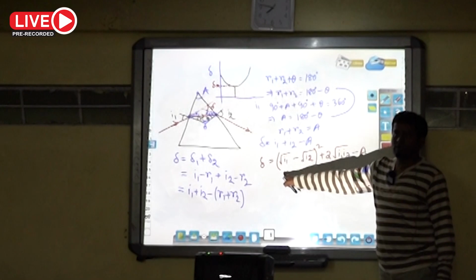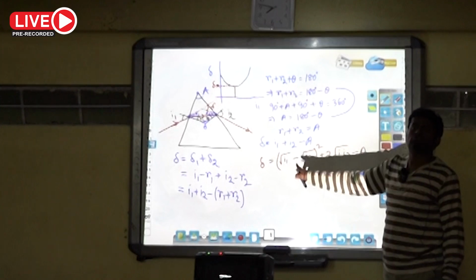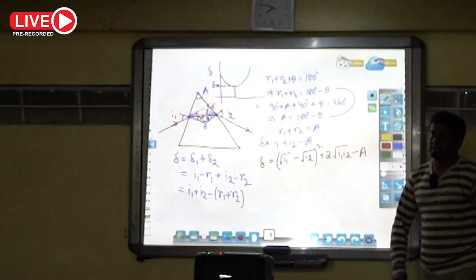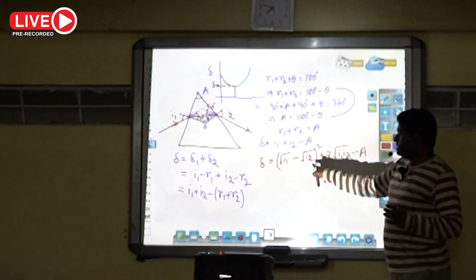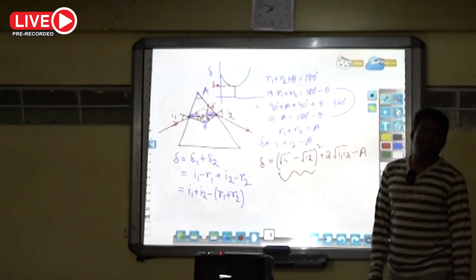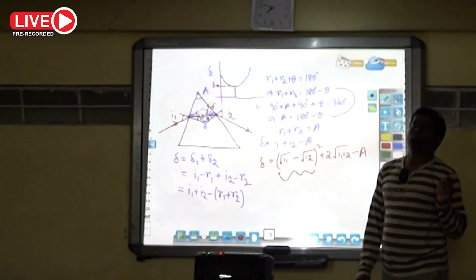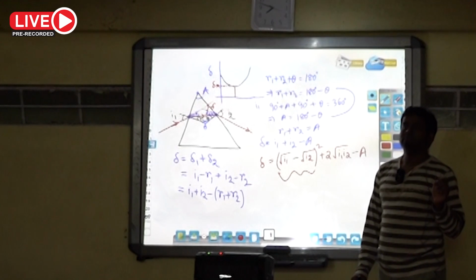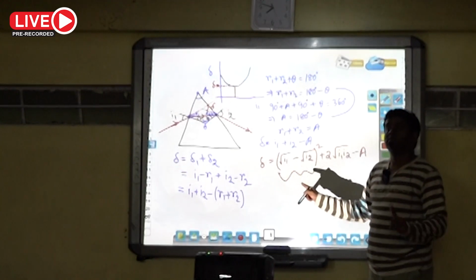Just check, calculate all these terms. The first term will be root I1 square, meaning I1. The second term will be root I2 square, that means plus I2. The next term will be minus 2 root I1 I2, plus 2 root I1 I2, so this will cancel, then minus A. Same term, but written in a different format. Now if I change I1, the minimum value of this delta occurs only when this whole square term has its minimum value. So for a real number whole square, what will be its minimum value? 0. Its minimum value can only be 0. So for delta to be minimum, this whole square term should be 0.